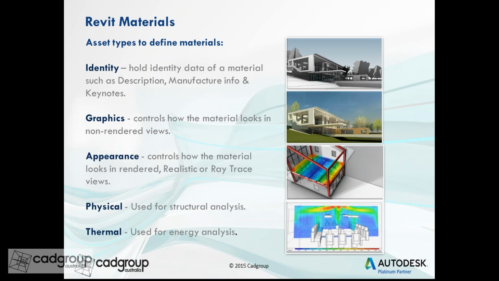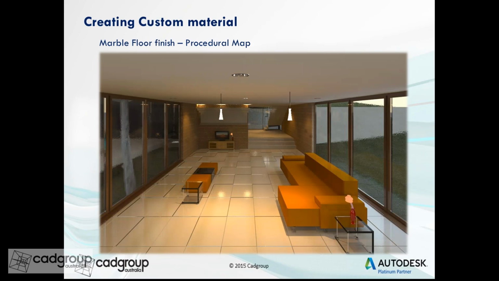Next we have graphics, which controls how the materials look in non-rendered views. The appearance controls how the materials look in rendered, realistic, or raytraced views. And there are two aspects I've seen a lot of people may not be aware of: the physical assets, which can be used for structural analysis, and the thermal, which can be used for energy analysis.